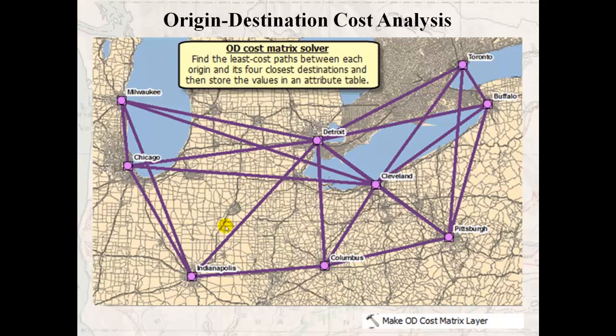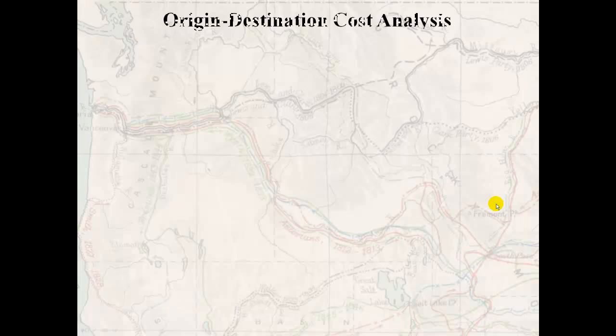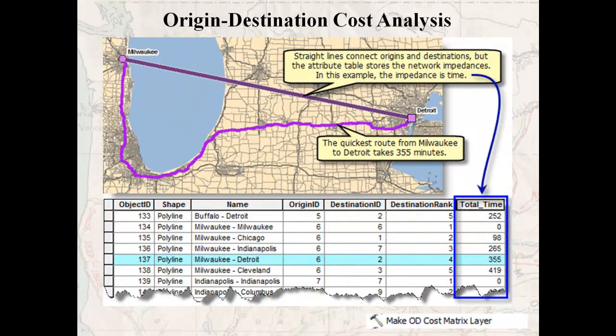So here we have 1, 2, 3, 4, 5, 6, 7, 8, 9 cities. We're going to get a table that has those 9 cities, and it has a total time column in this case, because what we're interested in is time, not distance or cost or some other things. So you can see that from Milwaukee to Detroit is 355 minutes, and so the network must have speed limit information all along the network, and it routes you along the route that's going to get you from one point to the other the most quickly.